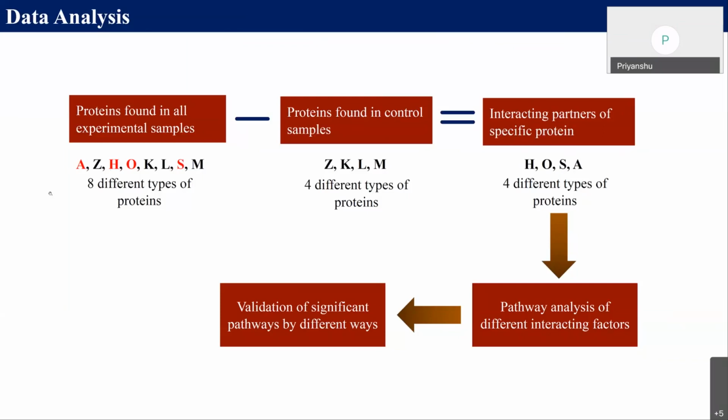If in experimental conditions or infection samples you get 8 different types of proteins, and in control samples you get 4 different types of protein, suppose Z, K, L, M, these 4 different proteins are present in both conditions. So remove all these proteins from the control samples, and then you get the more prominent interacting partners for your validation.